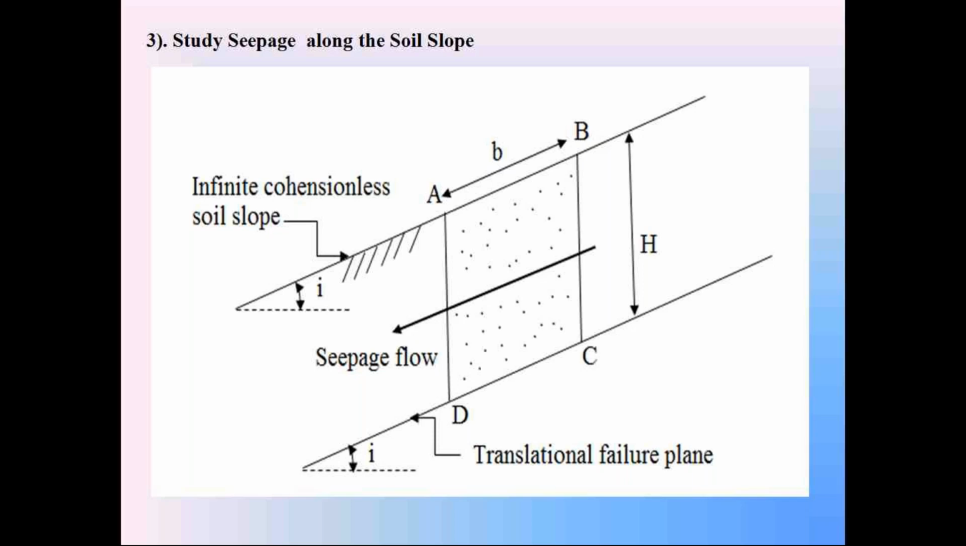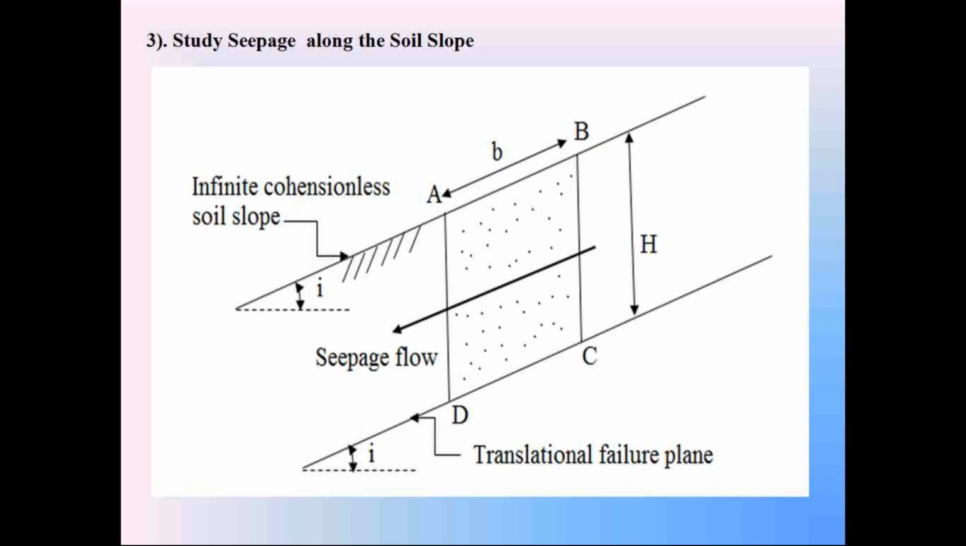Seepage means the flow of water through soil. The soil is a permeable material. Due to that property of permeability, an engineering property, the soil allows the flow of water through it. That is called seepage. In the infinite soil slope, during the rainy season, the rainwater enters into the soil and starts moving in the infinite soil slope in the downward direction.